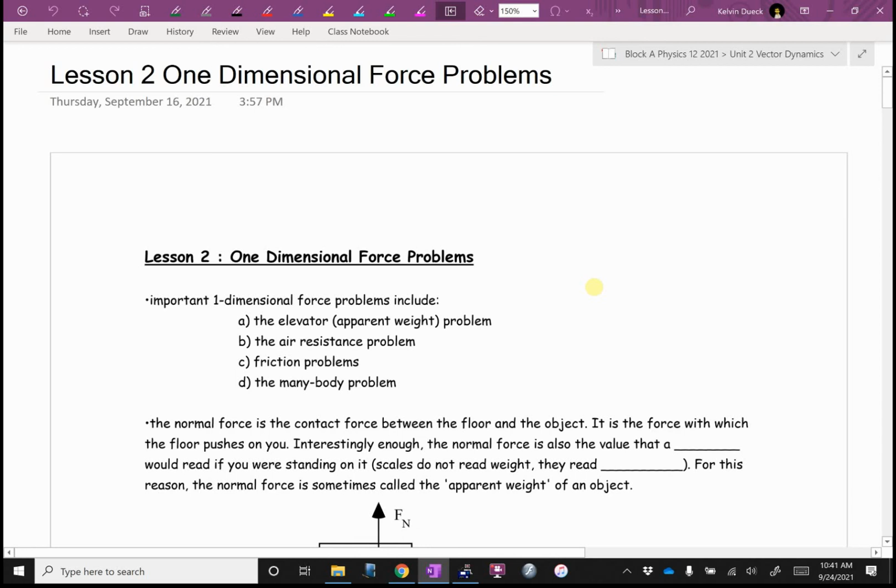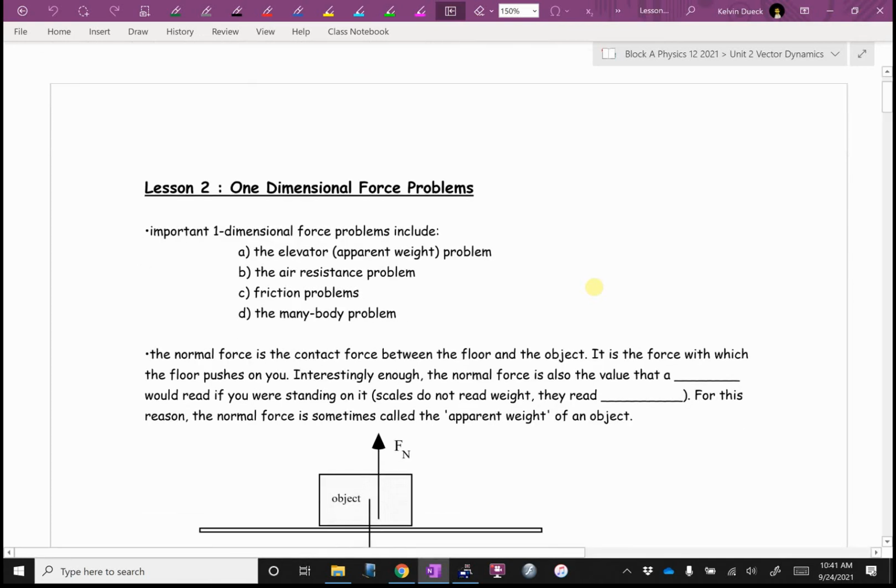One-dimensional force problems. What do I mean by one-dimensional? The most that we're going to be doing is moving left and right or up and down, but we're not going to be moving up and down and left and right at the same time. We'll get to that. What are some classic one-dimensional force problems? The elevator or apparent weight problem, standing on a scale in an elevator. Air resistance, friction, we'll do a separate lesson on friction, and the many body problem, we'll do a separate lesson on more than one mass.